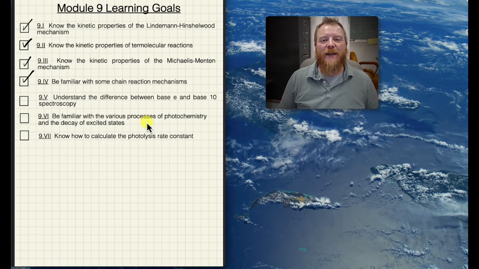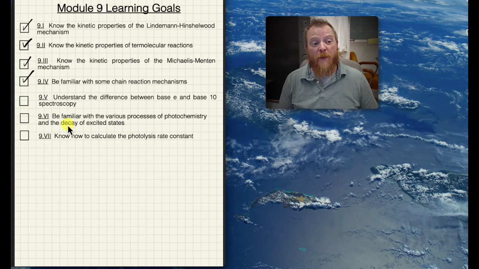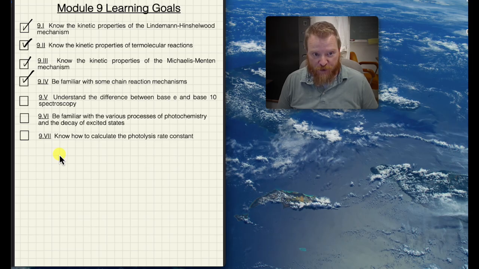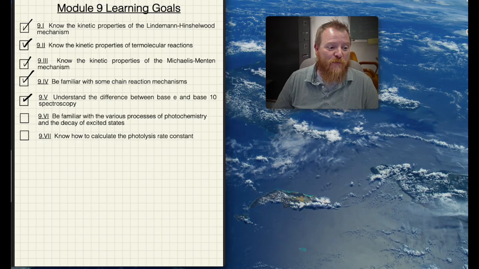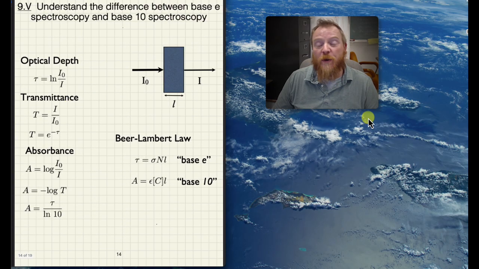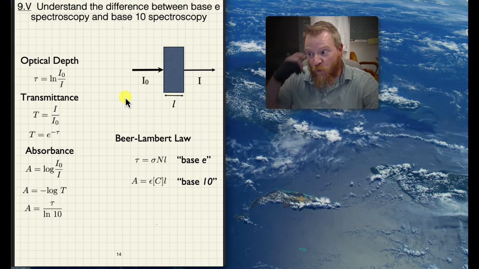Okay, hey folks, getting into these next modules. So the remaining three are going to be on photochemistry. And I first want to set the stage by just briefly describing the difference between base E and base 10 spectroscopy, which we've talked about briefly, but I wanted to make sure we had that discussion formally here in the lecture notes.